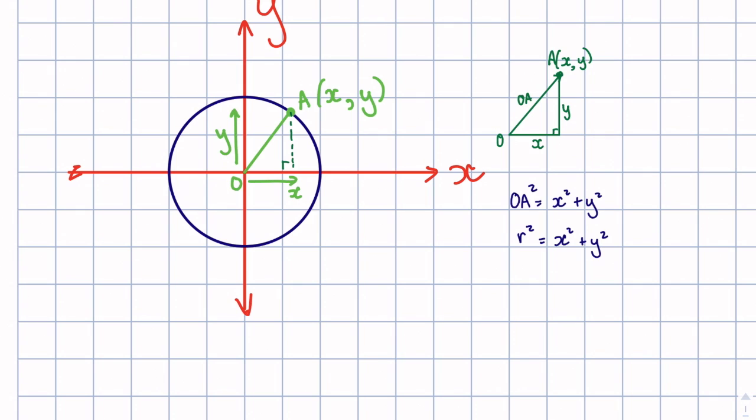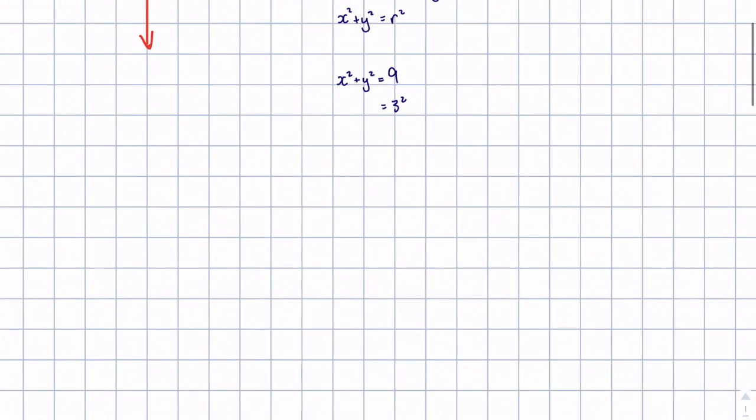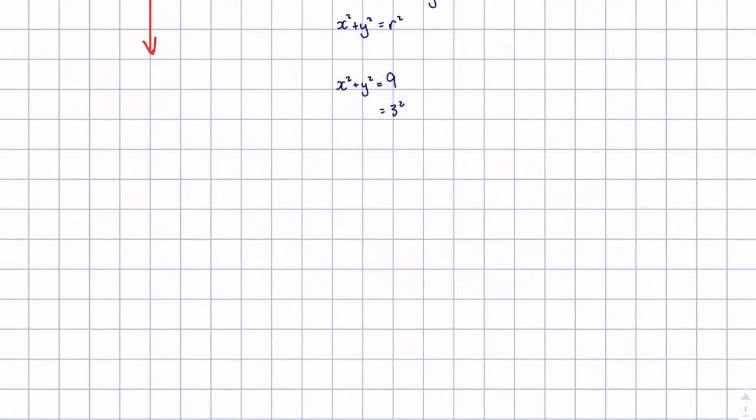So the radius squared equals x squared plus y squared. That's literally it. We usually write it as x squared plus y squared equals r squared. But that's literally the equation for a circle that's centered on the origin. So for example, if I had x squared plus y squared equals 9, well, you know that that's 3 squared. So I would know that that was a circle with radius 3, and I would be able to draw it very easily.